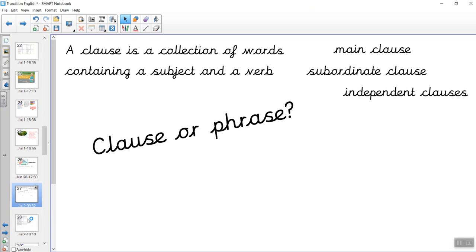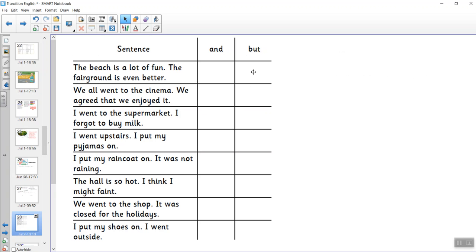So before we carry on, let's have a little practice of using "and" and "but" to join these sentences together to make one sentence. We've got two independent clauses here. The beach is a lot of fun. The fairground is even better. We have to decide: the beach is a lot of fun and the fairground is even better, or the beach is a lot of fun, but the fairground is even better, joined with a "but".